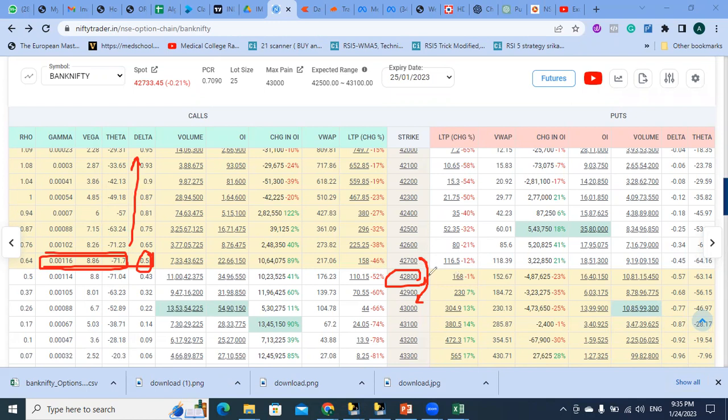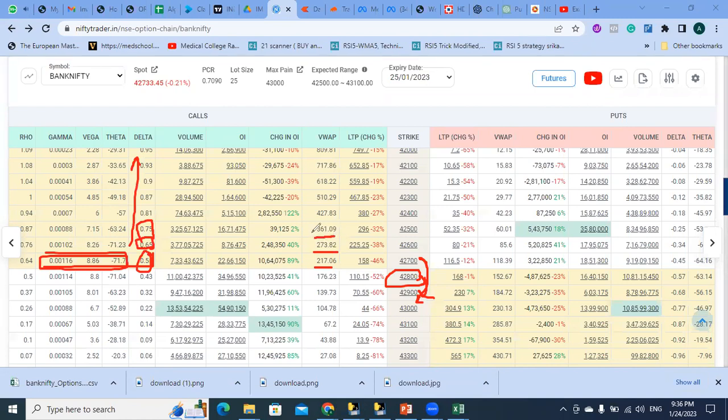Will this delta remain 0.5? No, this will become 0.65, close to 0.65. When this goes from 42,800 to 42,900, it will increase from 0.65 to 0.75. That is why the premiums will also increase from 217 to approximately 270 to approximately 360.